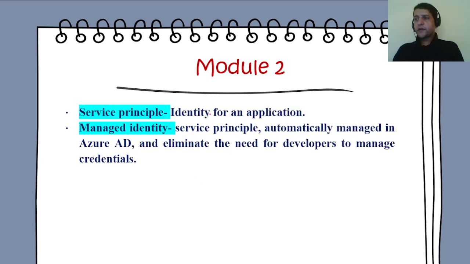What is a service principal? This is the identity for an application. An application also needs an identity. That's what we call a service principal. And what's a managed identity? Something which is managed by Azure. Sorry, a service principal automatically managed in Azure AD, and it eliminates the need for the developer to manage the credentials. That's what we call a managed identity.